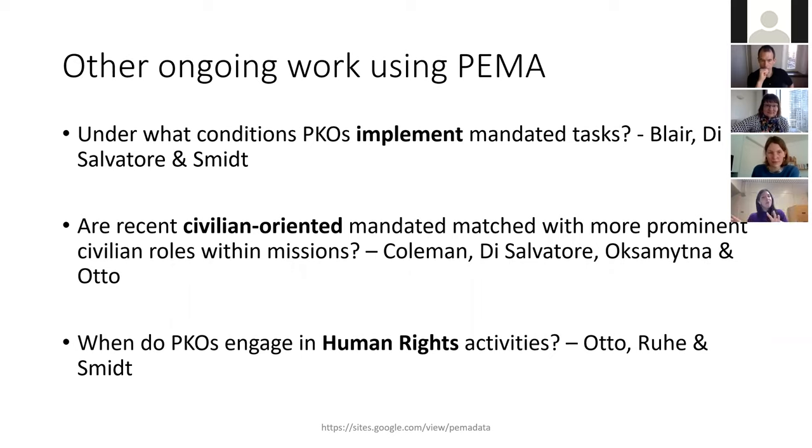In another paper with Katja Coleman, Kseniya Oksamytna, and Sabine Otto, a very newborn idea, we try to look at whether these new mandates that seem to be more civilian oriented, at least in the tasks that they include, are also matched with similar resources on the ground. So whether that corresponds to the type of staff that the UN is willing to invest in. So do they hire more civilian staff? Is the civilian staff more likely to be deployed to those missions that do have those civilian oriented tasks?